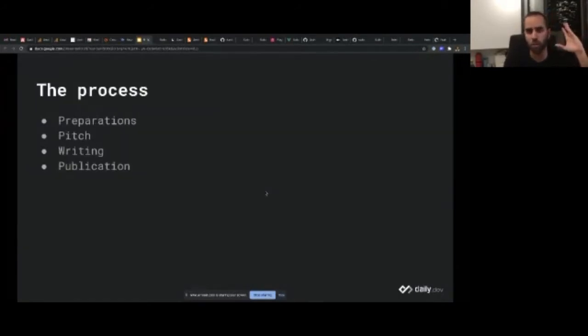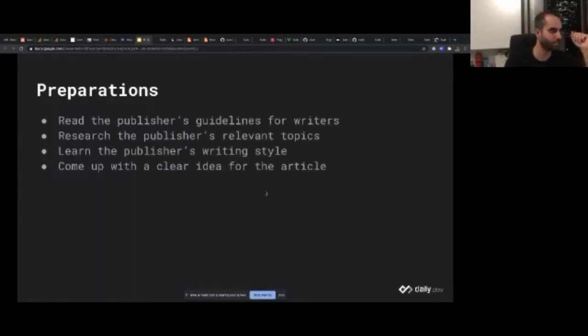So how does the process look like when we want to approach these big publishers? What do we have to do? So the process is divided into 4 steps. The first one is preparations or research. The second is pitching, where you send the idea to the publisher. Once you get accepted, you have to start writing the content that you want. And the last part is the publication and publishing the article. Let's dive into each part of the process and let's see what it takes to do it.